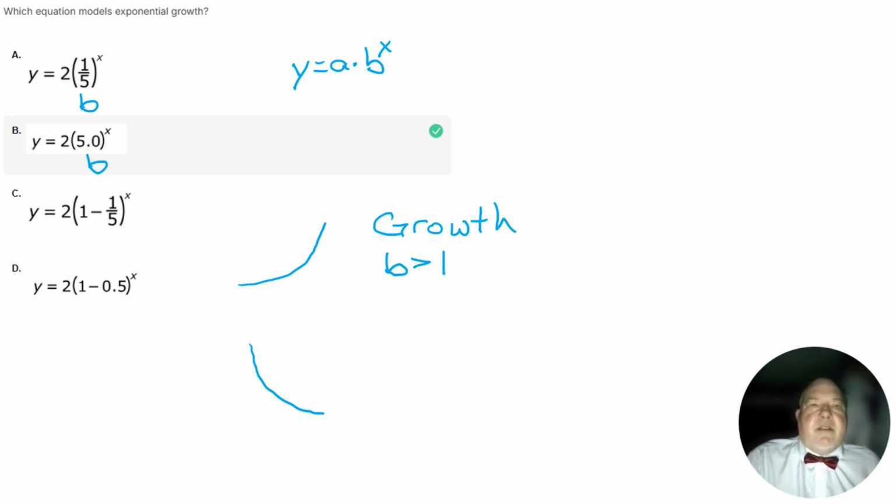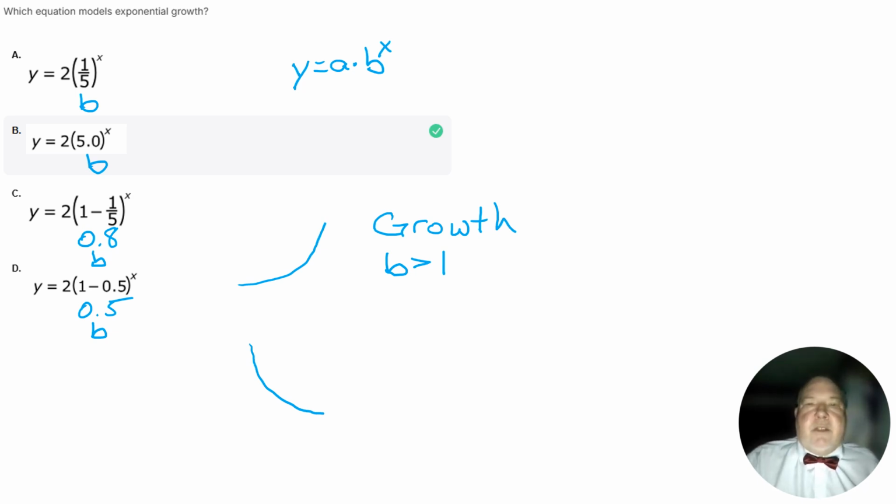Here's the b. This one, we'd have to do 1 minus 1/5. So let's see, that's 1 minus 0.2. So that's 0.8. That's the b value on that one. 1 minus 0.5 is 0.5. That's its b value. So all I have to do is look at the b values and see which one has a b value that's greater than 1. In that case, it's B. B has a b value of 5. So the answer is B.